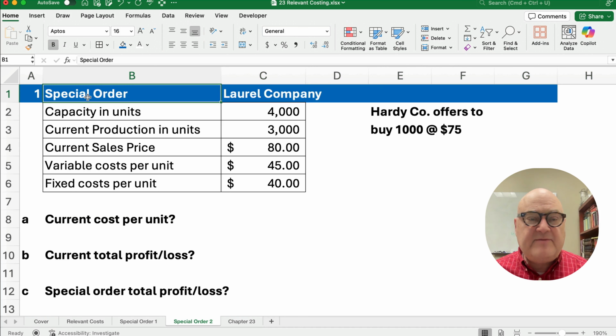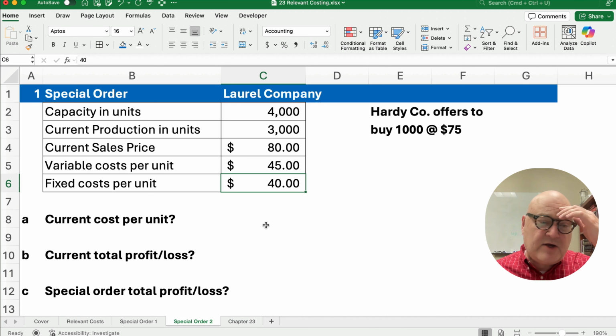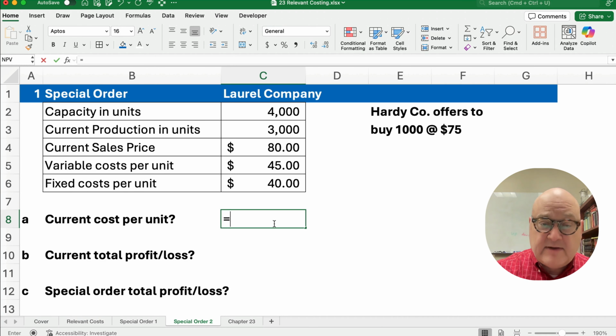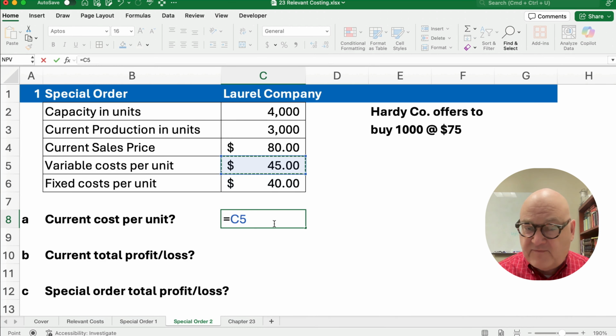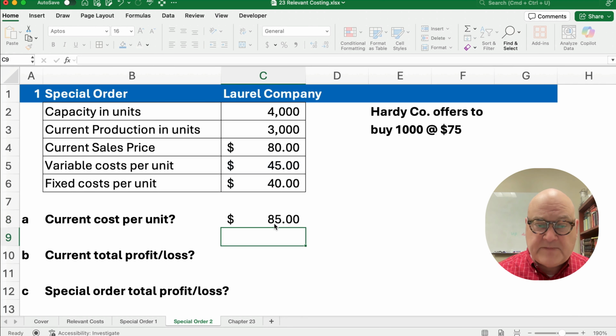So let's say this special order, we have the Laurel company. Their capacity is 4,000. Their current production is 3,000. Our current sales is $80 each. Our variable cost is 45, and our fixed cost per unit is 40. Okay, so what's our current cost per unit? Well, this is even easier, 45 plus 40.